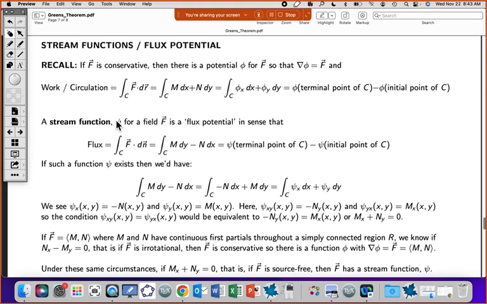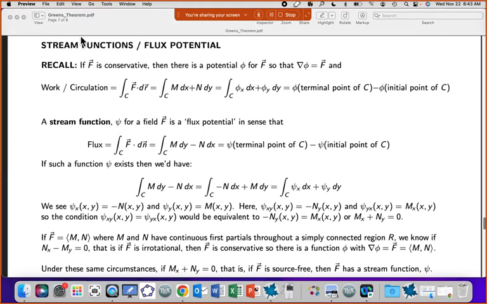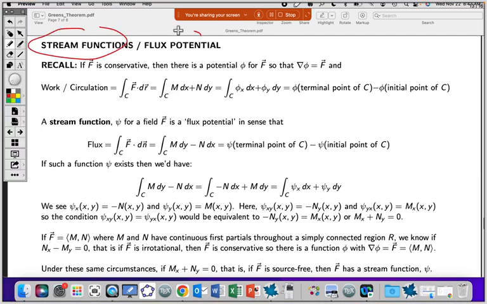All right, stream functions or flux potential. Stream functions is the actual name. I call them flux potentials because stream functions do for flux calculations what potentials do for work calculations.